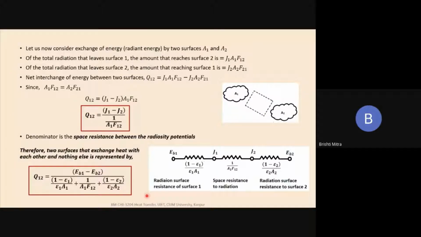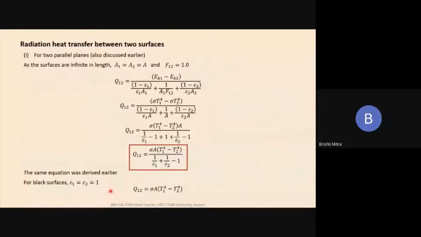Now, the relationship that we have developed for the net rate of heat transfer between two bodies is a general one, and we can find it for any specific case. So let us see how we do that. For radiation heat transfer between two surfaces, the first case we consider is two parallel planes. This we had already done before. We are doing it again now using this general expression.